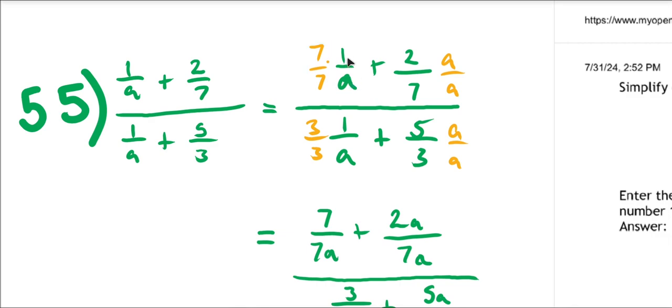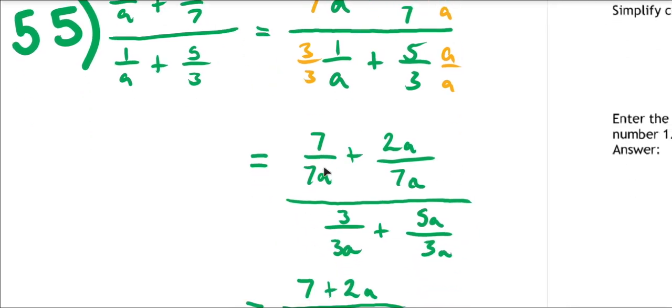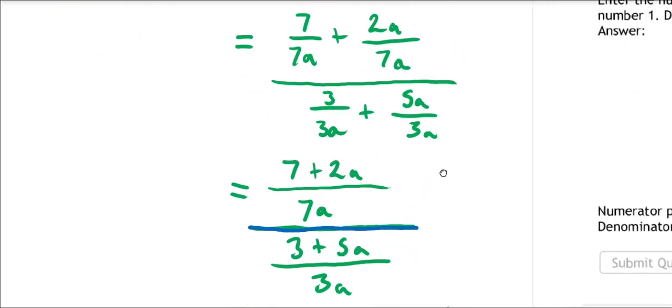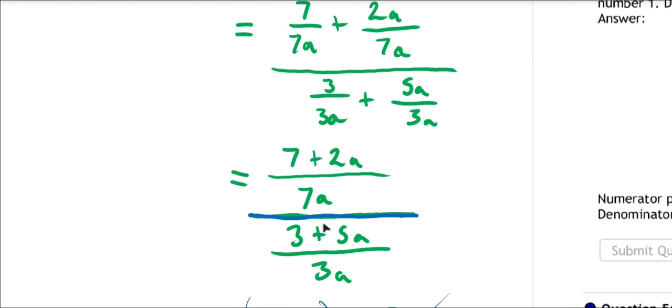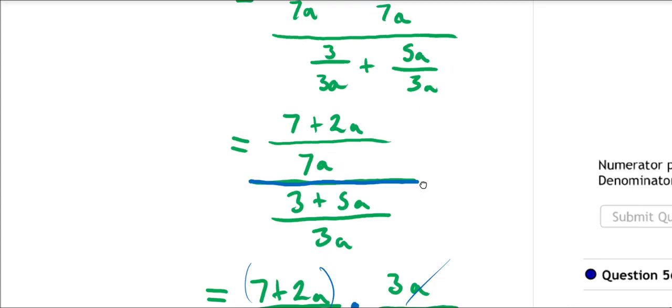That means multiplying 1 over a by 7 over 7 and 2 over 7 by a over a. Likewise, on the bottom, I multiply 1 over a by 3 over 3, and I multiply 5 over 3 by a over a. This completes the process of getting like bases in the numerator and denominator, respectively. Now I can just add the numerators in the numerator and in the denominator, giving me 7 plus 2a over 7 divided by 3 plus 5a over 7. Notice there's no way of combining these. They're not like terms.